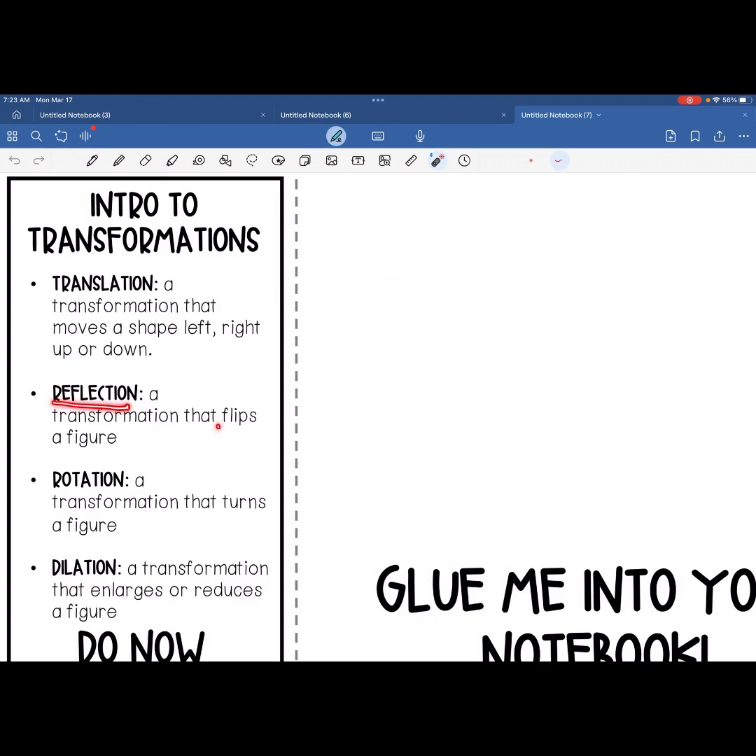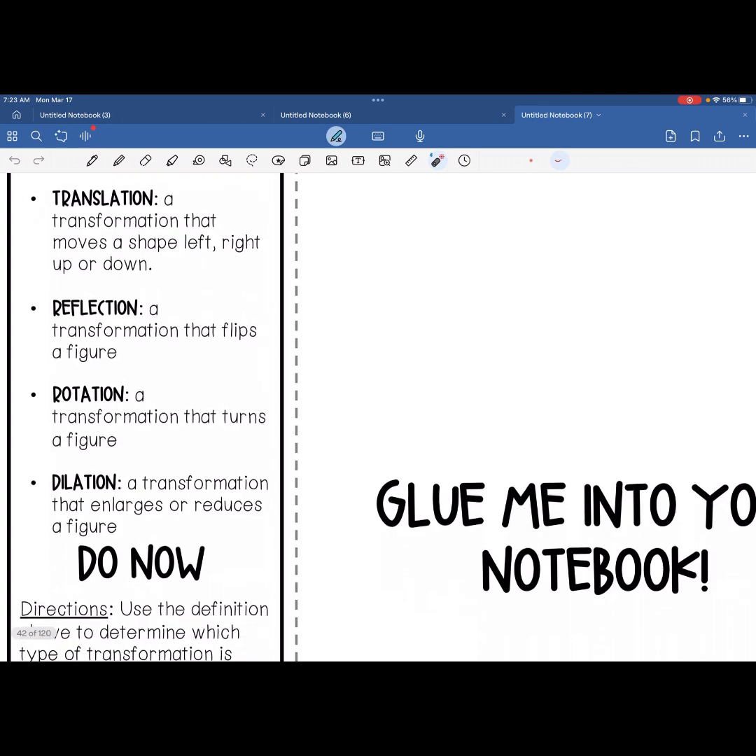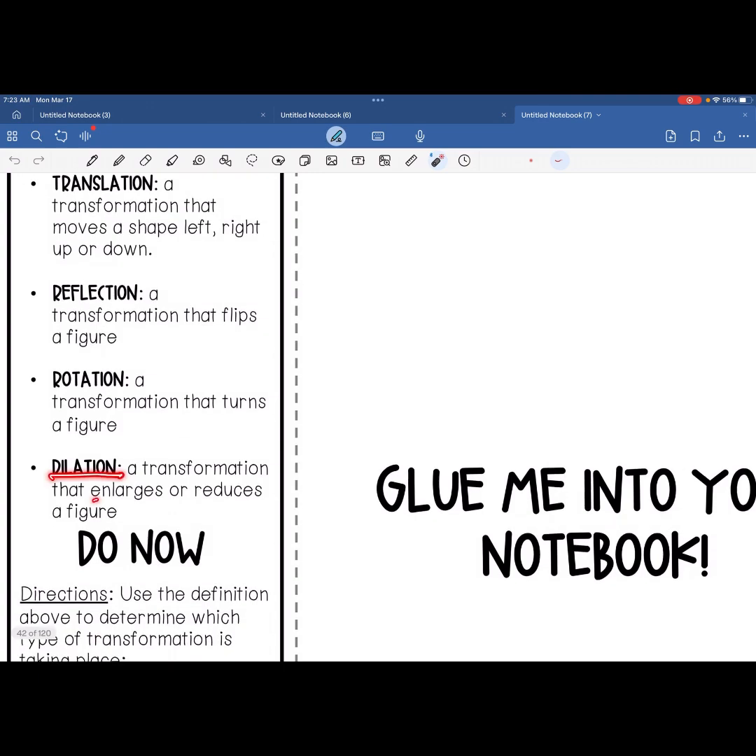Reflection is a transformation that flips a figure. So you can think of a reflection as like a mirror, right? Whatever you see in one side, you also see in the other. So it's a direct reflection. A rotation is something that turns a figure. So if we have the letter A like this, but then we turn it to be like this, that is called a rotation. And then we have something called a dilation, which enlarges or makes bigger, or reduces or makes smaller. So if we have the letter A and the letter A, that's a dilation, right?